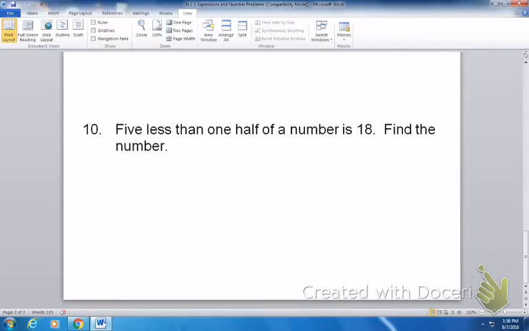Now this one's a little bit different. It says 5 less than 1/2 of a number. Well, 1/2 of a number is 1/2 x, and we need 5 less than that. It says here that that is 18. That's another word for equals. So this equals 18. Now we just need to solve it.